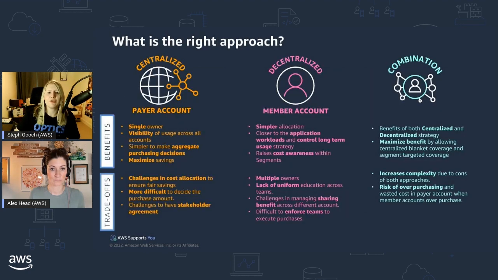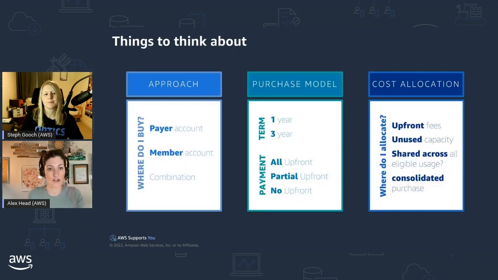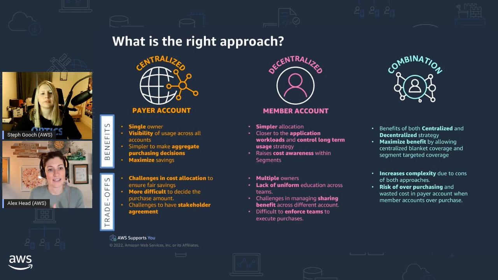So I guess moving on to this one, when should you buy these things? And Alex, feel free to jump in whenever. Yeah, so here are your options, right? You have where you're going to buy it. What are you going to do? 1 year, 3 year, all or no? And then the things you need to look at from an allocation perspective when you're buying it. And then this is what approach you're going to take.